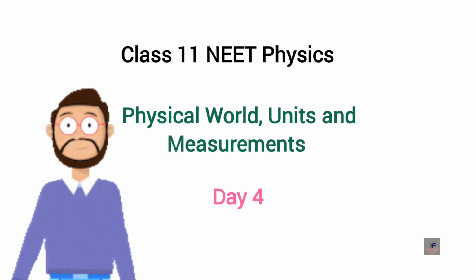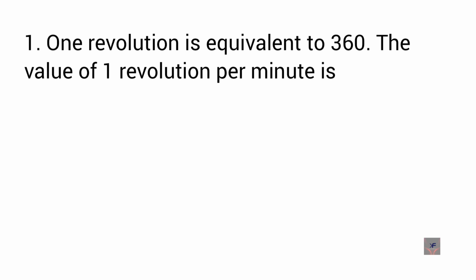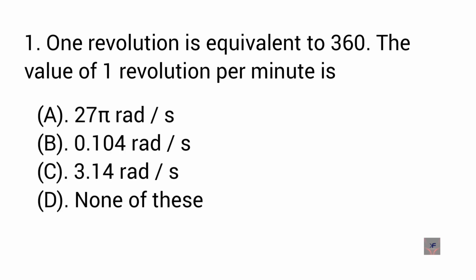So our first question today is, 1 revolution is equivalent to 360°. The value of 1 revolution per minute is. There are 4 options. A. 2π radian per second. B. 0.104 radian per second. C. 3.14 radian per second. D. None of these. So what's the answer for this?